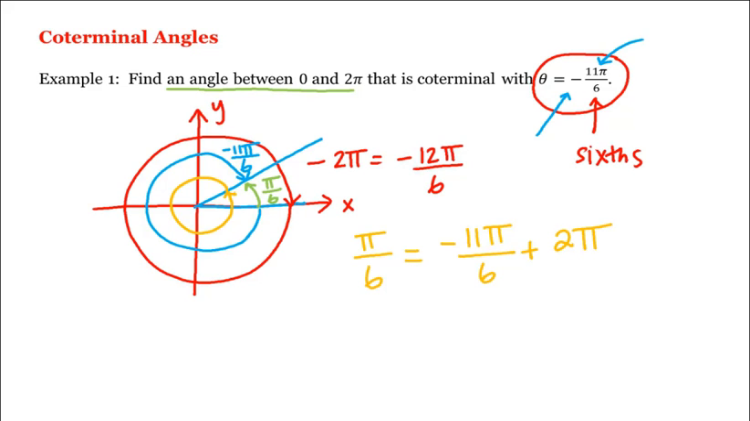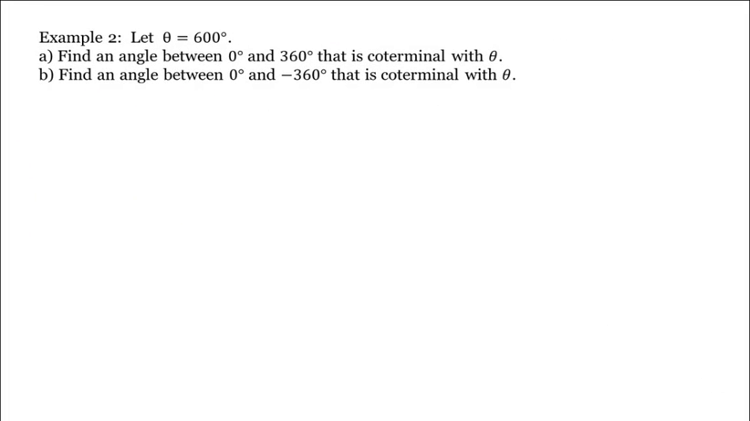All right, let's look at another one. Let theta equal 600 degrees. We'll first find an angle between 0 and 360 that is coterminal with theta, and then we'll find an angle between 0 and negative 360 that's also coterminal with theta. Again, let's sketch theta in standard position.